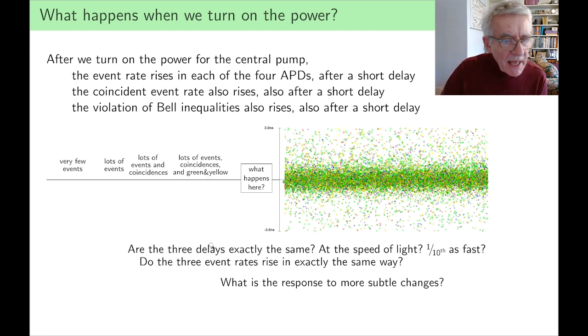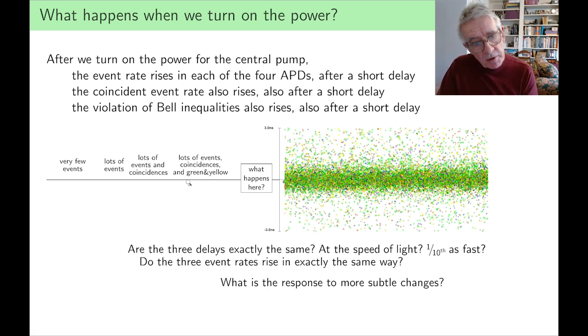So are those three delays exactly the same? The change from very few events to lots of events happens at more or less the speed of light. But do the events and coincidences happen a bit slower? Do the events and coincidences in green and yellow happen at a tenth of the speed of light, say? This is to really investigate what the cause of that steady state is, how it came to be.